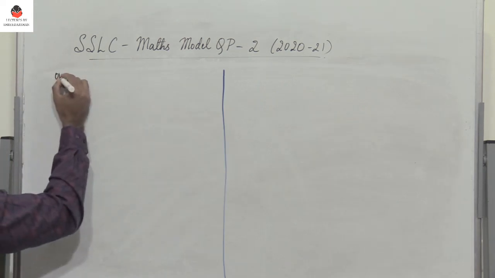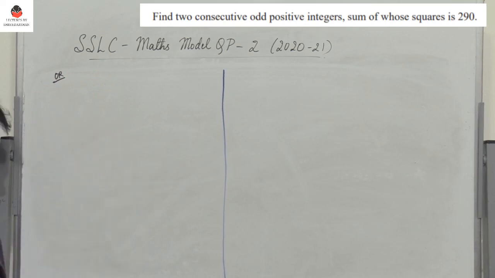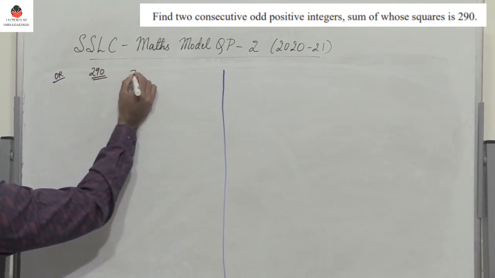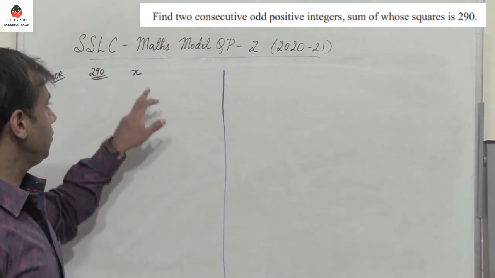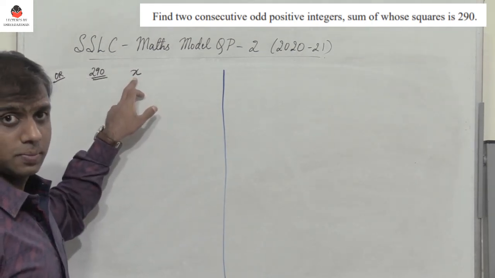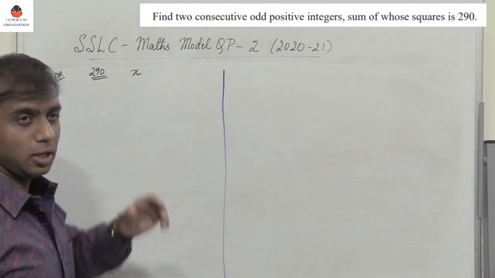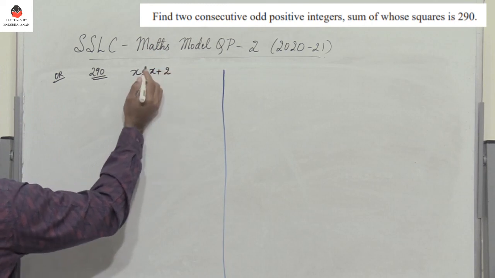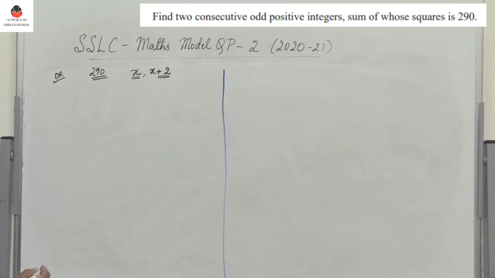There's one more question. Find two consecutive odd positive integers whose sum of the squares is 290. So let the first odd integer be x. So what is the next odd integer? If the odd integer is x, the next one, x plus 1, would be even. So the consecutive odd integer would be x plus 2. So keep this in mind, right? x plus 1 would be even. So the two numbers are x and x plus 2.